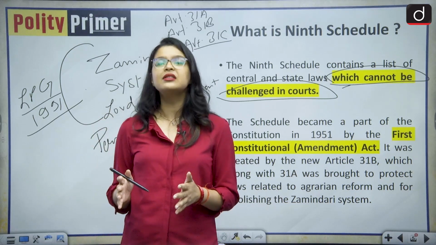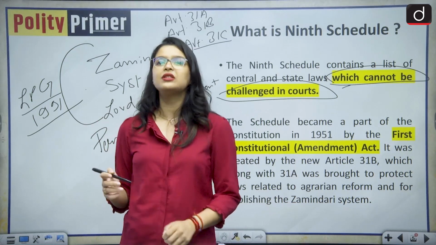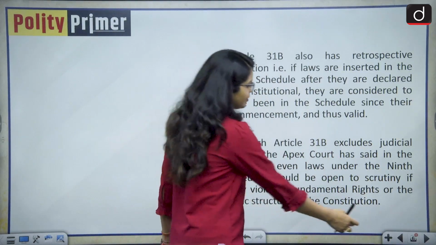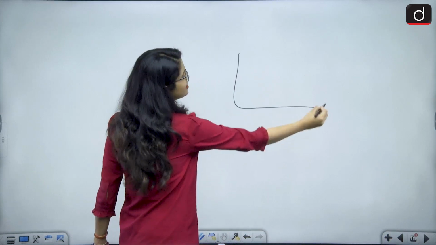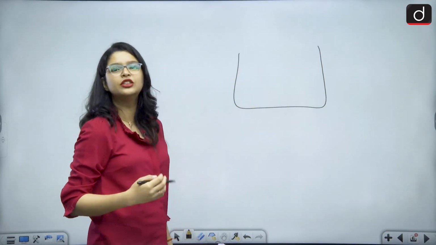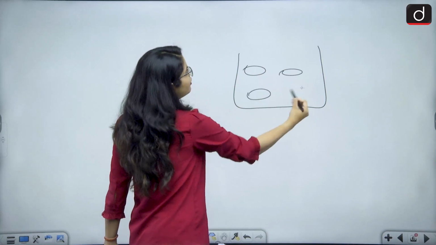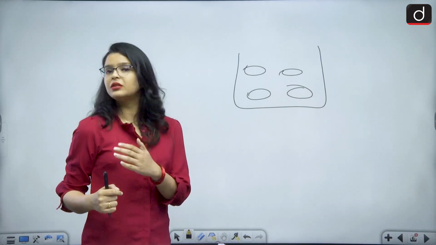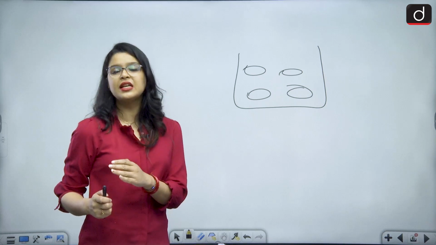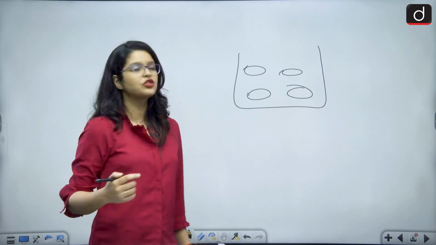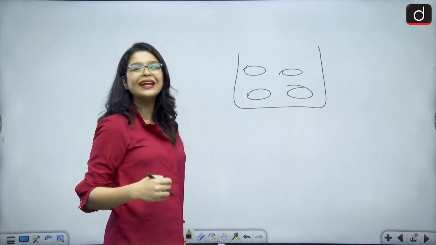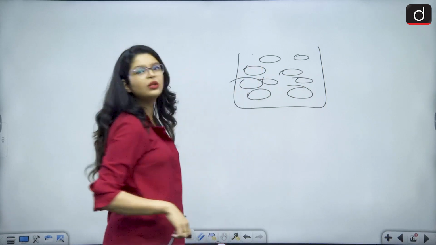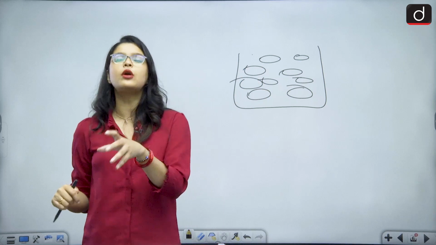But what happened after this? The government started putting unreasonable laws in the ninth schedule. Let us understand this with the help of an example. Suppose this is a jar, and this jar is known as the ninth schedule. So there were some important laws which were helpful for the land reforms that the government was planning to conduct, because abolition of the zamindari system was very essential if we wanted to have development in our country. So apart from these land reform acts, there were other unreasonable acts placed in the 9th schedule just because the government wanted to protect them from judicial review.